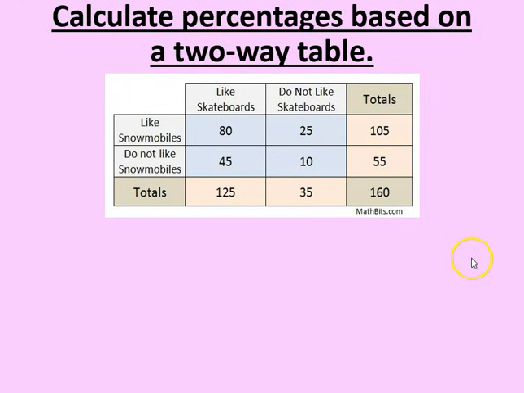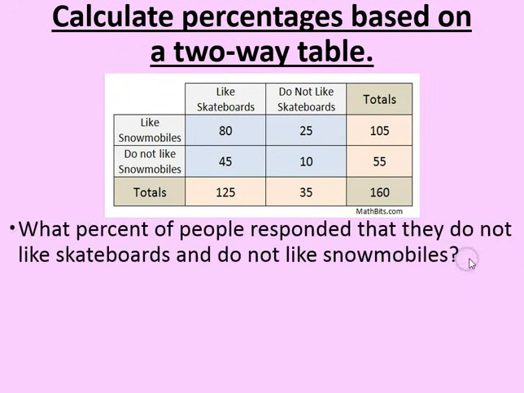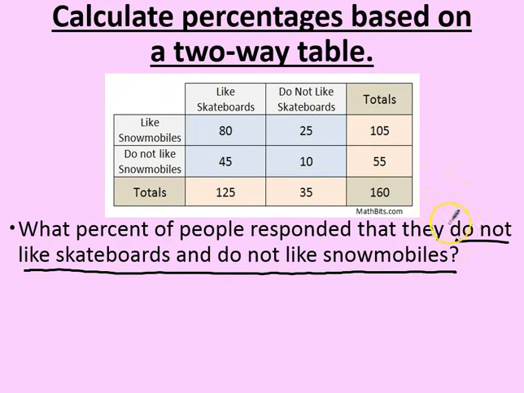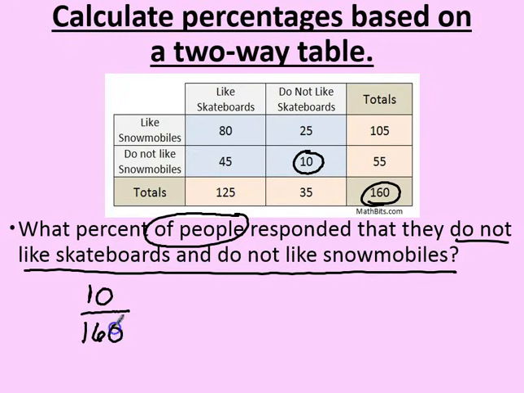Our last skill is to be able to calculate percentages based on a two-way table. When you're calculating your percentages, always start with a fraction. So here's our example. What percent of people responded that they do not like skateboards and do not like snowmobiles? So we're talking about the people who do not like both. Come down the column, they do not like skateboards, they do not like snowmobiles, so that's 10 people. Now the other consideration you need to make is who are you talking about? We were talking about the percent of people. That would be everybody. So that's 10 out of 160 said they do not like either one of those.